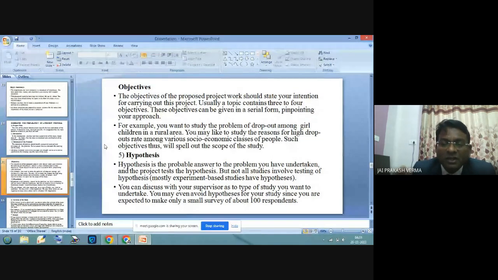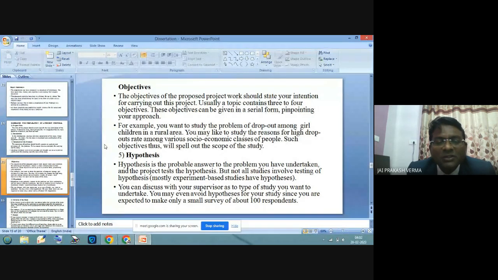One thing, statement of the problem, objective, hypothesis. Hypothesis is the probable answer to the problem you have undertaken. You make a general statement like, it happens, and if that is not happening, then your null hypothesis is wrong. So please study about the hypothesis. Two types of hypothesis are there. One is the null hypothesis and the other is the alternative hypothesis.